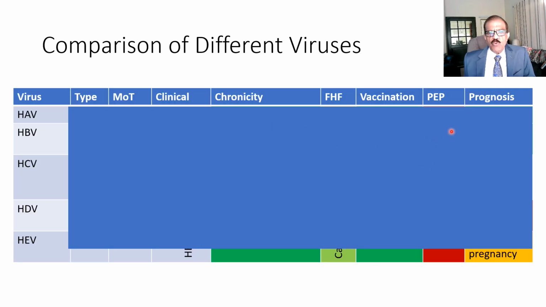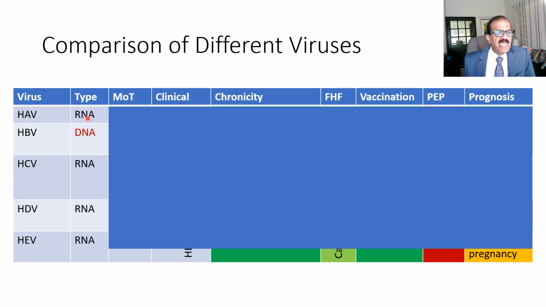Now, let me give you a summary of different viruses. I have already explained that the acute illness is more or less the same, but some differences are important to know. Hepatitis A virus is RNA. In fact, all are RNA viruses. Only hepatitis B is DNA. Now that may explain some different behavior of hepatitis B, because hepatitis B can affect the nucleus of hepatocytes, whereas all these usually stay in the cytoplasm. So that may explain the different behavior of hepatitis B.